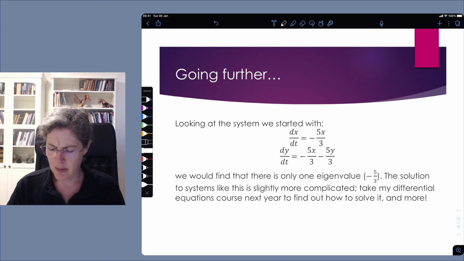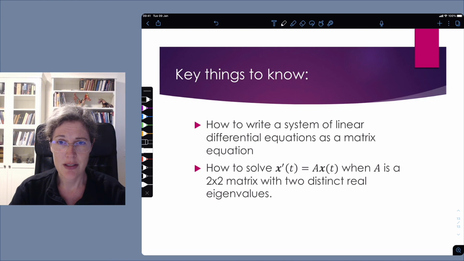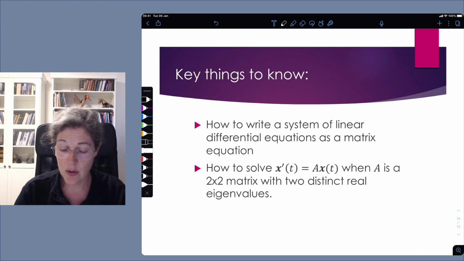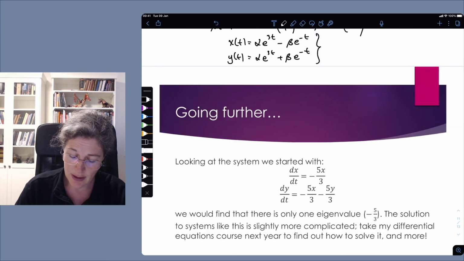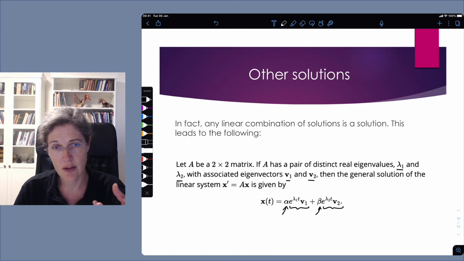But to get back to serious things, what do you need to know from this lecture? Please know how to write a system of linear differential equations as a matrix equation. That's not hard. And then if you get given a 2x2 matrix differential equation, I will make sure that it has two distinct real eigenvalues. You need to know how to solve it. So essentially all you really need to know is that formula there and how to find your eigenvalues and your eigenvectors and put them in.